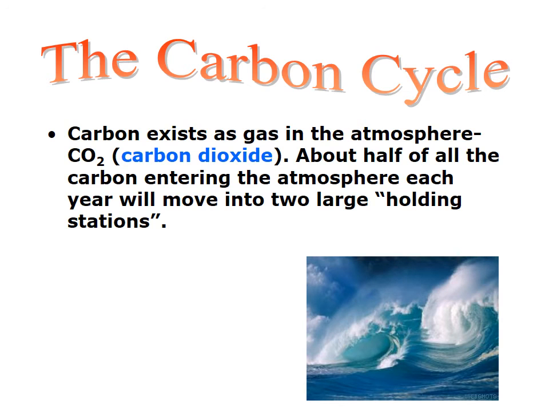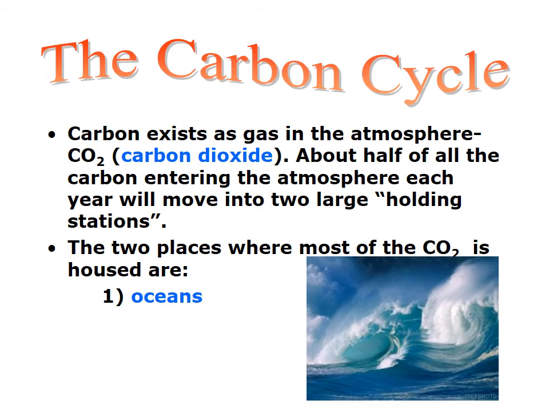Most of the carbon in the atmosphere exists as a gas, CO2. About a half of that carbon in the atmosphere will actually move into two large holding stations or reservoirs. So a reservoir is a storage area. There's two main storage areas that you need to know. The first one, which is probably not something you always consider, is the oceans. Most of the world's carbon is actually stored in the oceans as dissolved CO2 inside of ocean water. So you do need to know that the oceans store most of the world's carbon.